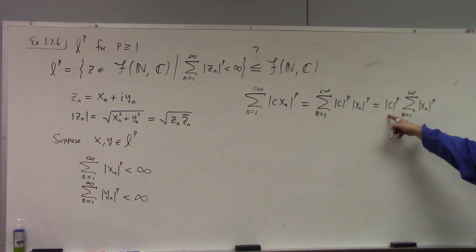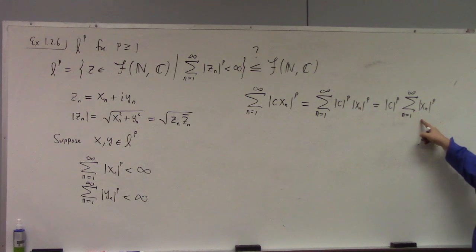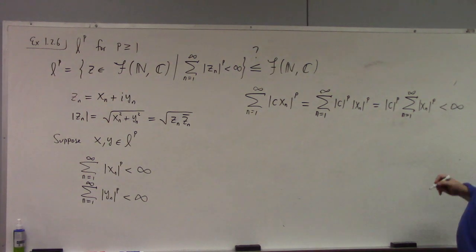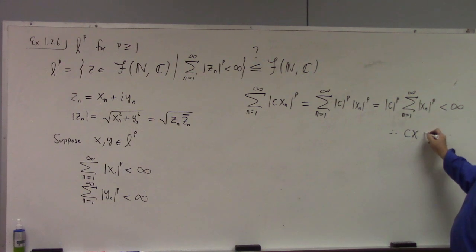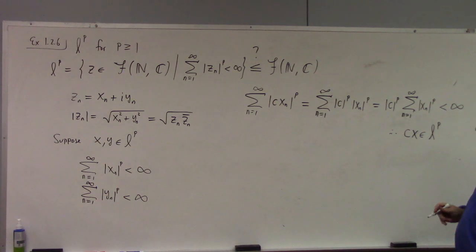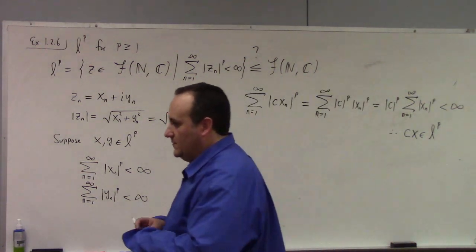And so since that's a number and this is less than infinity, it follows that this is less than infinity, right? So therefore, Cx is an element of the LP space. It's the addition which is more fussy.